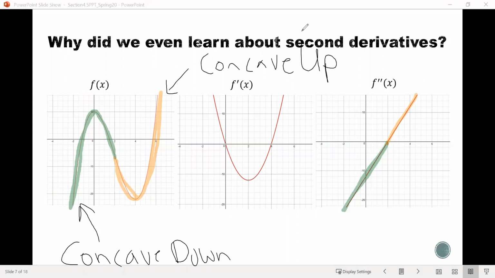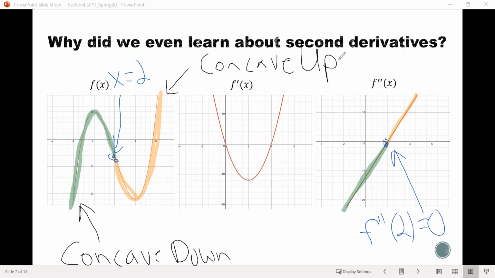This point 2 right here, where the concavity of the graph changes. So right here, where the graph changes from concave down to concave up. First of all, what do we notice about that point in the second derivative? Well, notice in the second derivative, it is right there on the horizontal axis. So it's actually a value where the second derivative equals 0. So we have f double prime of 2 equals 0.